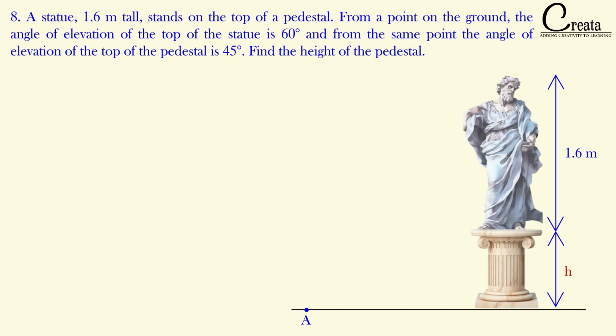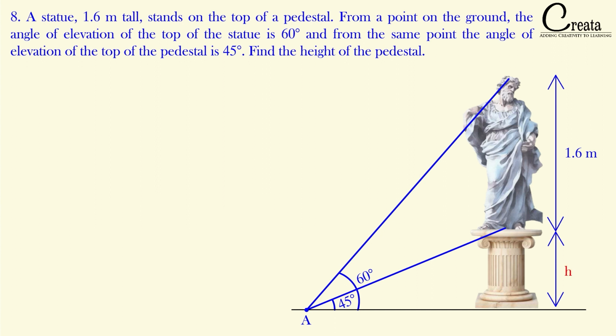The angle of elevation when we are looking at the top of the statue is given as 60 degrees. And the angle of elevation when we are looking at the top of the pedestal is given as 45 degrees. In this question we have to find the height h, that is the height of the pedestal.